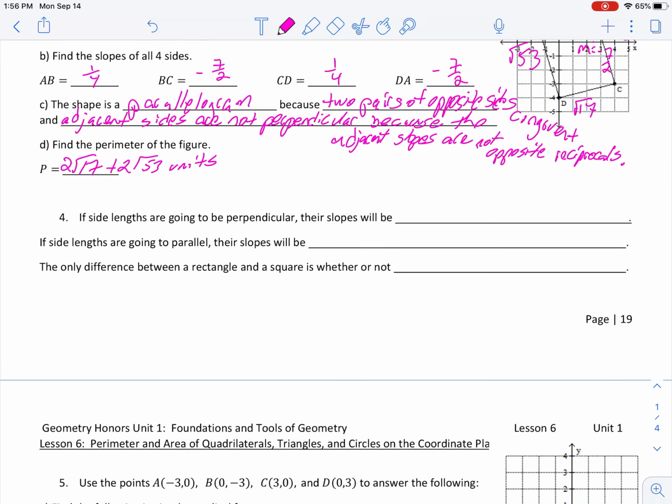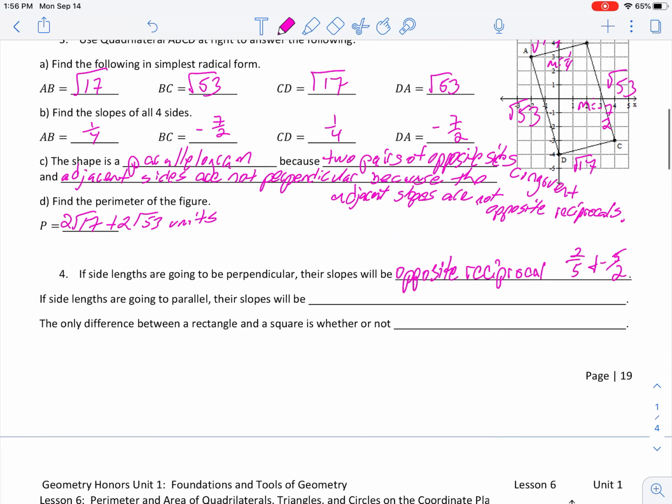Okay, so then what lesson 4 does is bring together some of the vocabulary we've been talking about with slopes. If the side lengths are going to be perpendicular, so they intersect at right angles, the slopes would be what we say is opposite reciprocal. What I mean by opposite reciprocal would be like 2/5, and then change the sign and flip it, -5/2.